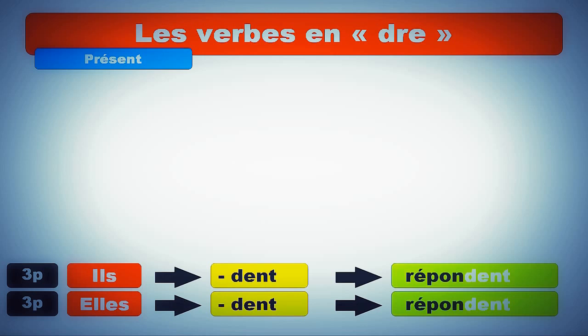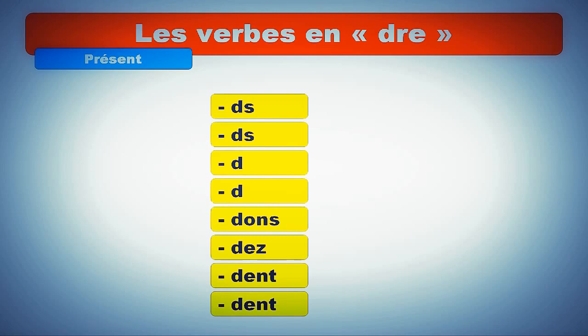Okay, and then elles répondent. Repeat. Elles répondent. Okay, so let's see that together. One more time. Je réponds. Tu réponds. Il répond. Elle répond. Nous répondons. Vous répondez. Ils répondent. Elles répondent. Okay, and so if we only focus on the endings, for je it's ds, for tu ds, il d, elle d, nous dons, vous dez, ils dent, elles dent.